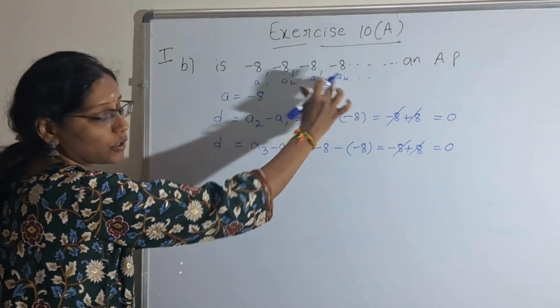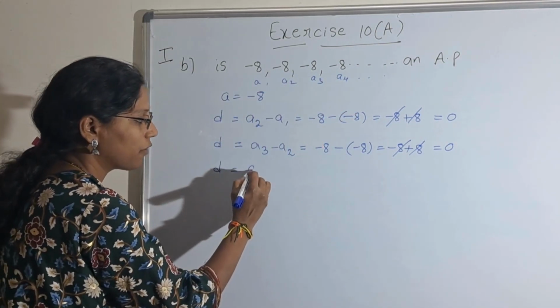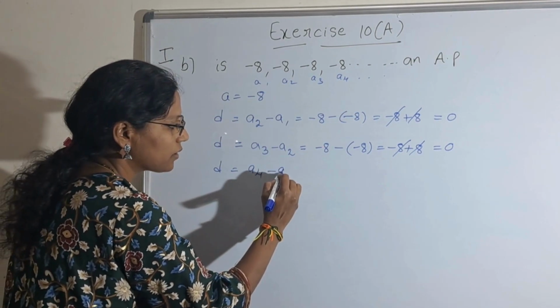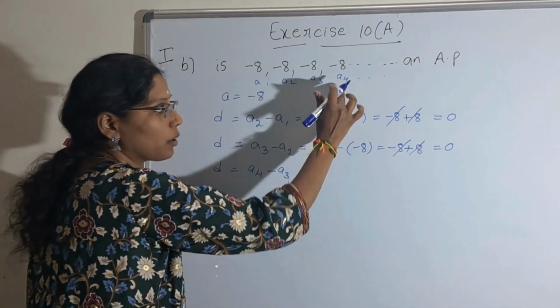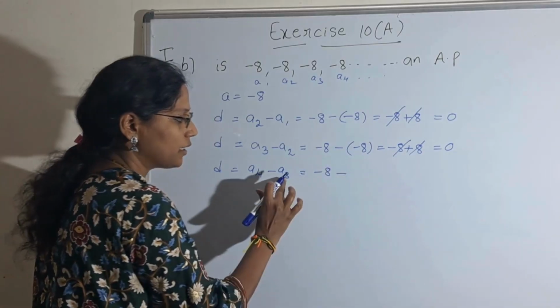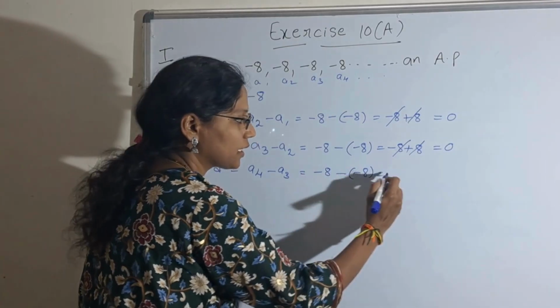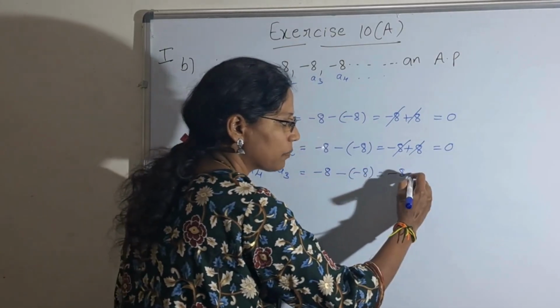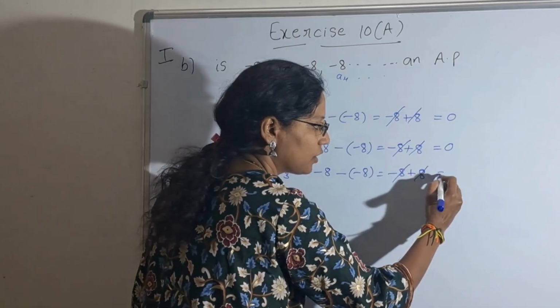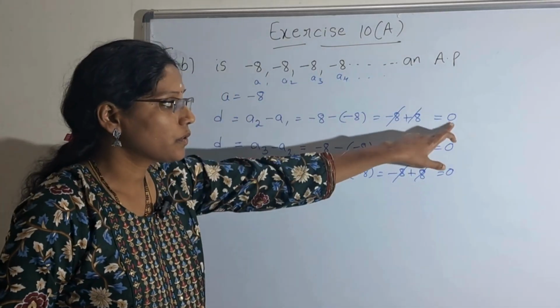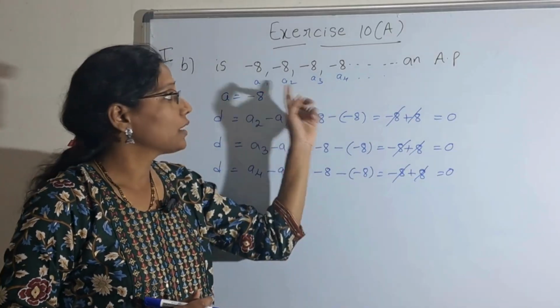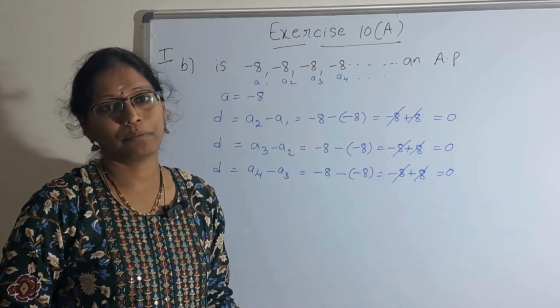Here the fourth term is also there. A4 minus A3 is equal to, A4 term is minus 8, minus A3 term is minus 8. Minus 8, minus into minus plus 8, cancel, 0. The common difference you should observe is 0, 0, 0. So this series is an AP.